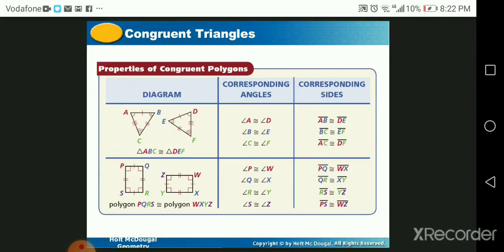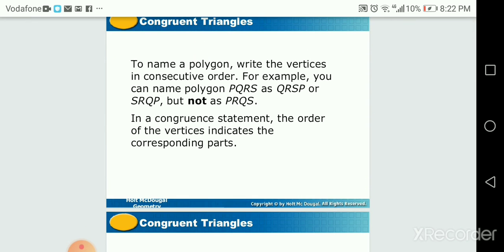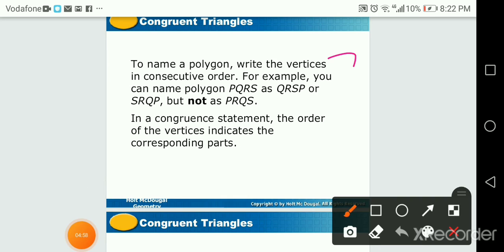To name a polygon, write the vertices in consecutive order. This is important. For example, you can name the polygon PQRS or QRSP, or SRQP, but not PRQS. In a congruence statement, the order of vertices indicates the corresponding parts.